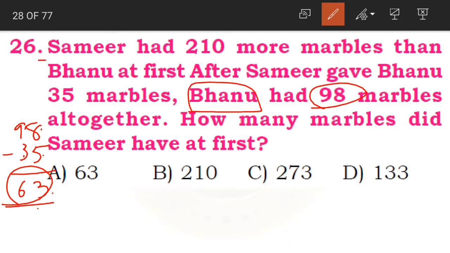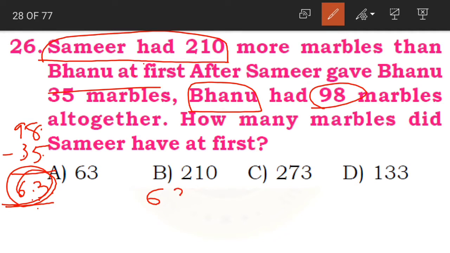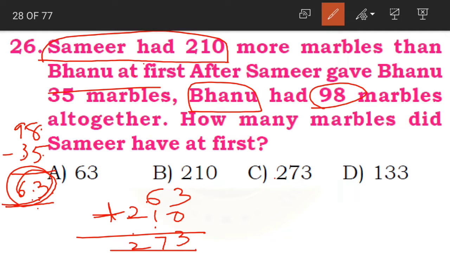Okay. Then Samir had 210 more than Bhanu. So this is the number of marbles Bhanu has, 63. Samir had 210 more. That means we need to add. 3 plus 0, 3. 6 plus 1, 7, 2. So how many did Samir have at first? 273. That is 210 more than 63.